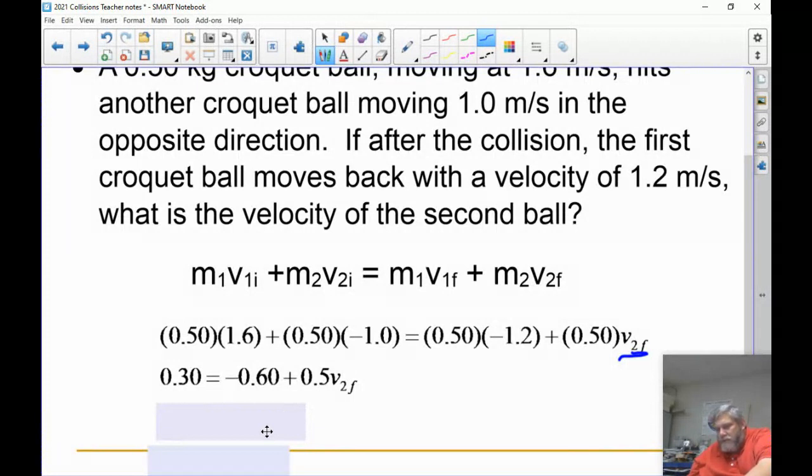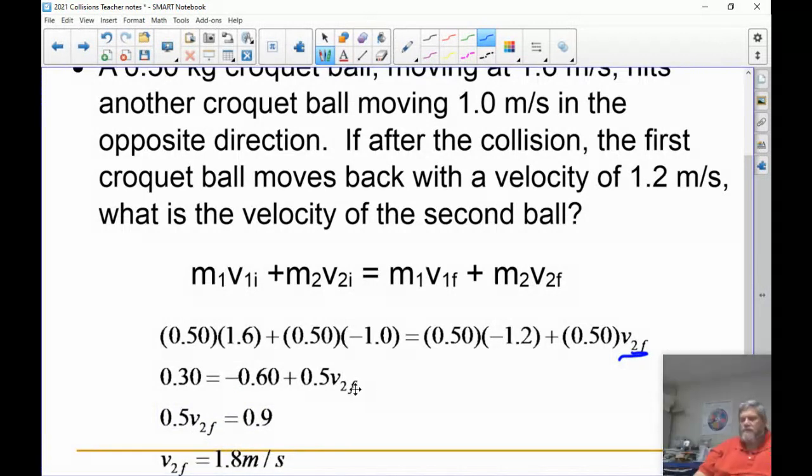Subtract, move things together to isolate V2 final, and we get a final answer of 1.8 meters per second. And that would be in the opposite direction that it was moving, I guess to the right, if you want to say that.